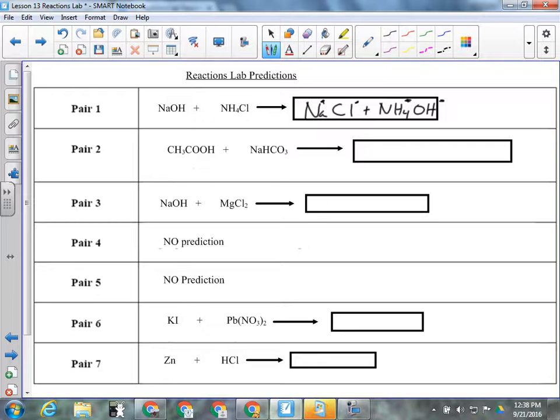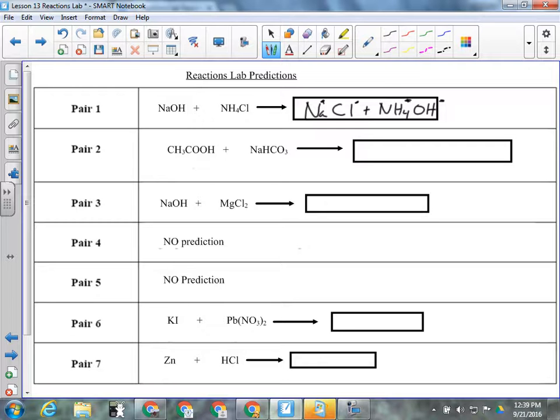Just because we're predicting these reactions, does that mean that this is exactly the way the reactions are going to go? It's not, and that's fine. What we'll look at is when we get our observations done, what went wrong? What did we do? What didn't work out the way we predicted? And then figure out why.